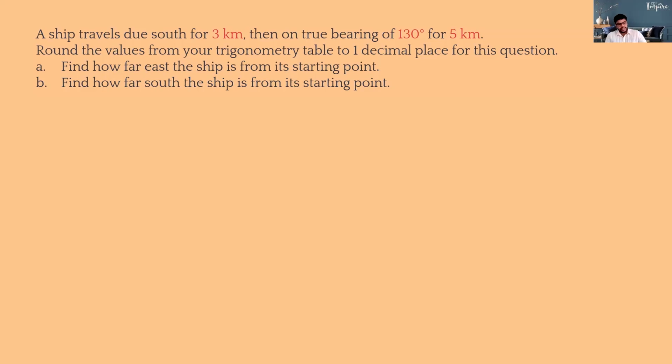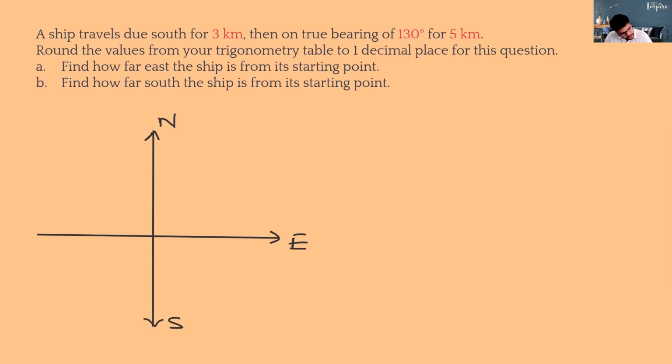Okay, so children, let's read the question together. It says, a ship travels due south for 3 kilometers and then on a true bearing of 130 degrees for 5 kilometers. Right? So children, let's first draw a diagram for the movement of the ship. So children, these are the directions: north, east, south and west. Okay, the ship travels first south for 3 kilometers.